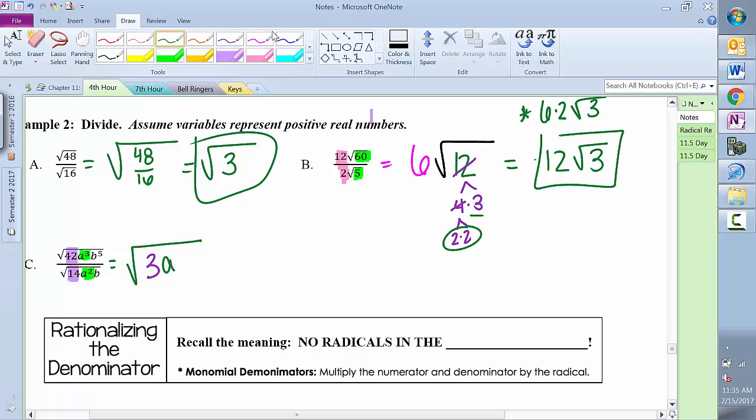Now in blue, b to the 5th divided by b. Is it 14? Wait, hold on. Thank you. 42 divided by 14 is what? Yes, but we did 42 divided by 14, and it gets me 3. Okay. Now b to the 5th power in blue divided by b, good, I have b to the 4th power.